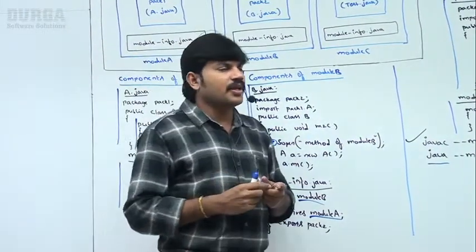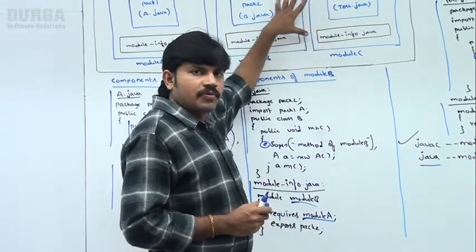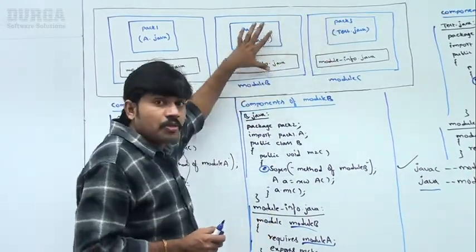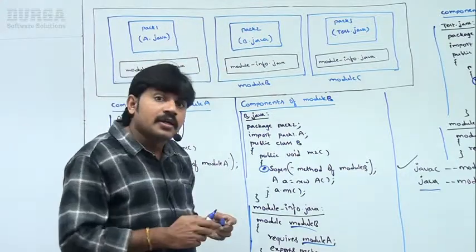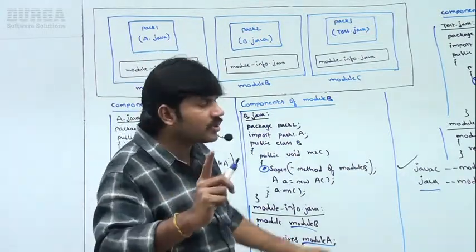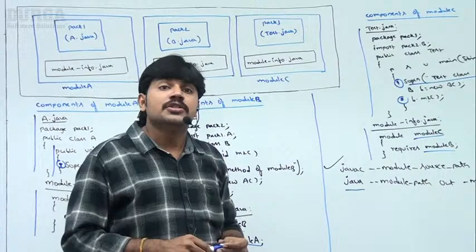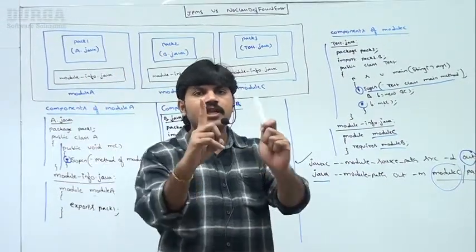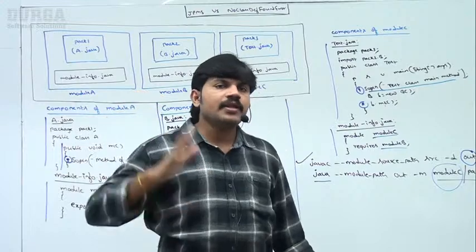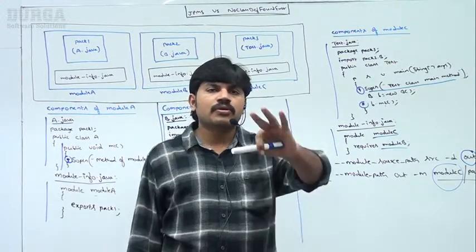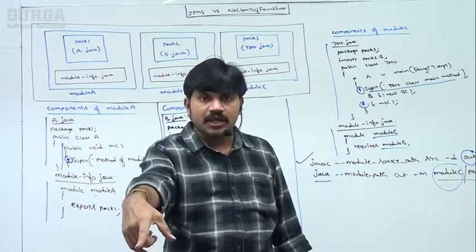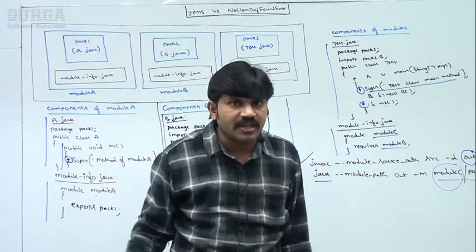Observe a bit carefully. Module C requires module B, and module B requires module A. At the beginning only, before starting our program execution, JVM is going to check all modules. Remember that, if any module is missing, at the beginning only JVM is going to say, I can't execute because so and so module is missing. First provide it, then I will start my execution.